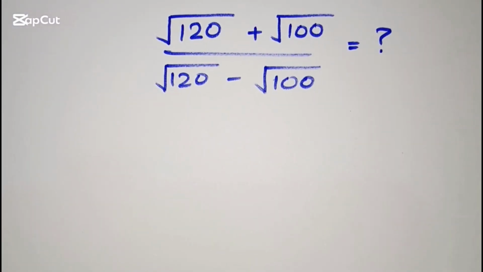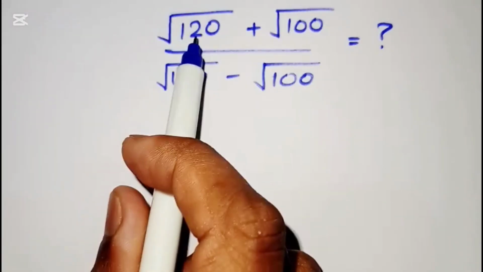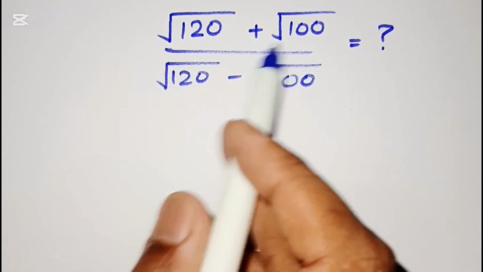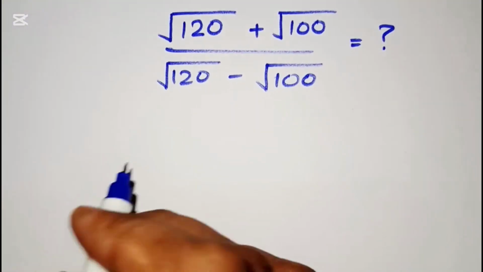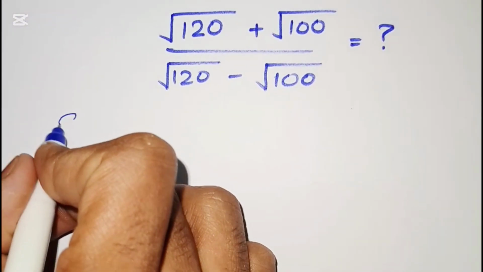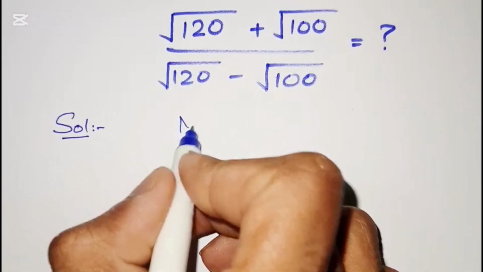Hi everyone, welcome to the new math problem. Can you solve this: square root of 120 plus square root of 100, all over square root of 120 minus square root of 100? We will solve this question by two methods. We will start with method 1.